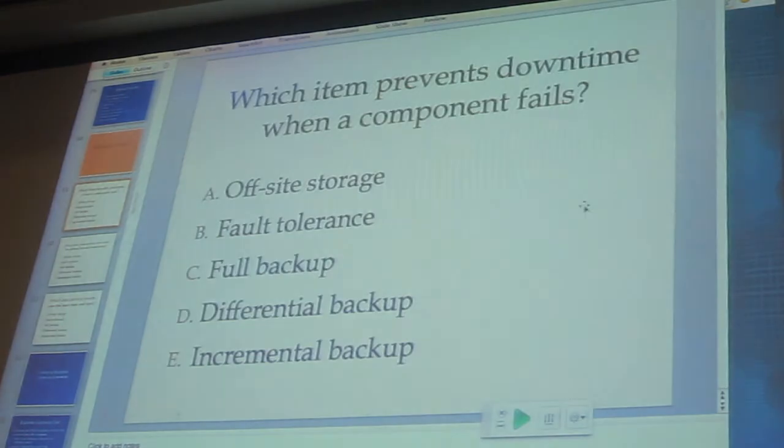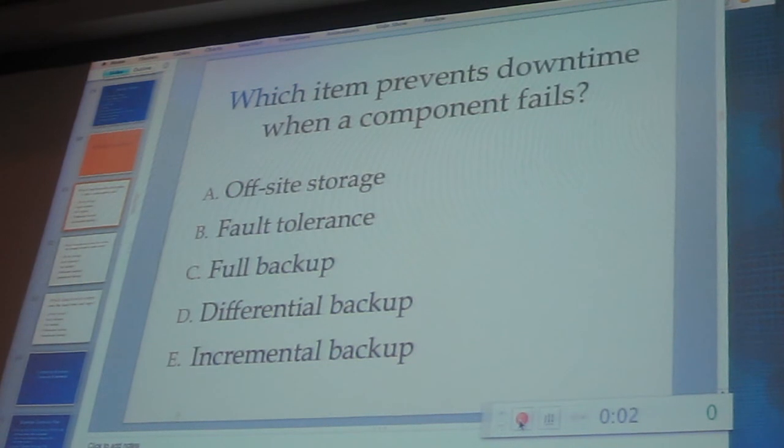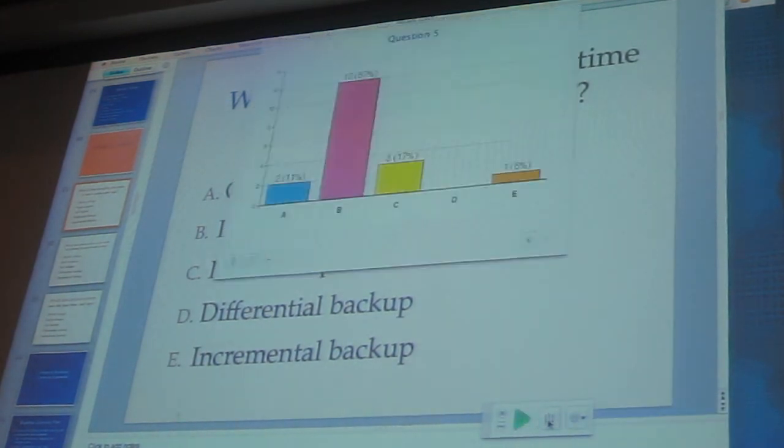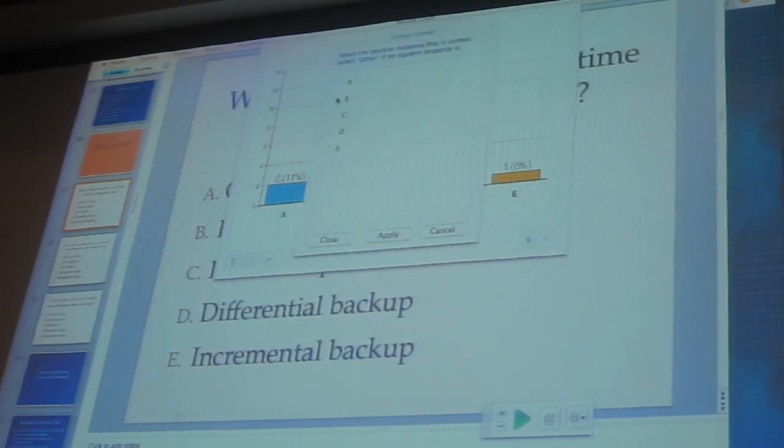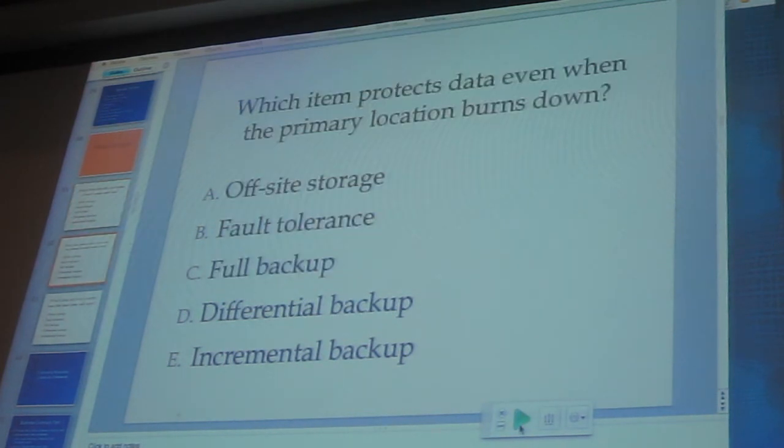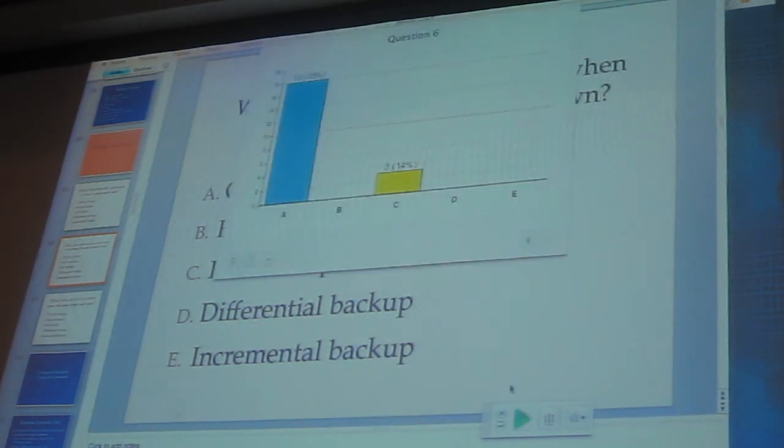Anyway, so if you want to prevent downtime when a component fails, which one of these will do that? All right, that's fault tolerance. Fault tolerance is to avoid downtime. So even though something fails, you continue to provide service. Which of these will protect your data even if your location burns down? All right, and that's of course why you have to have offsite storage.